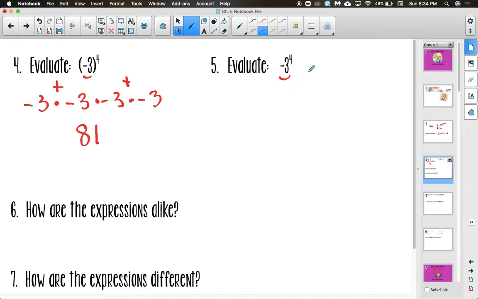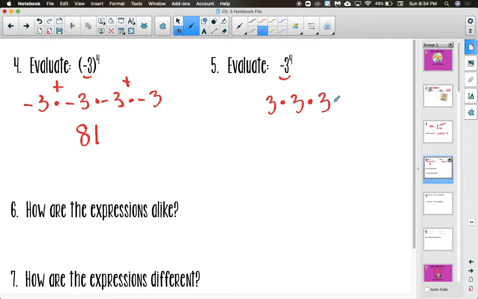Now, a lot of students look at number 5 and think it's solved the exact same way. It's not. Number 5, we have to pay attention again. What is the exponent touching? The 4 is touching the 3. Just the 3. It's not touching that negative sign. That negative sign is there, but if we follow the order of operations, we are going to take 3 to the 4th power, and then we will make our final answer negative.